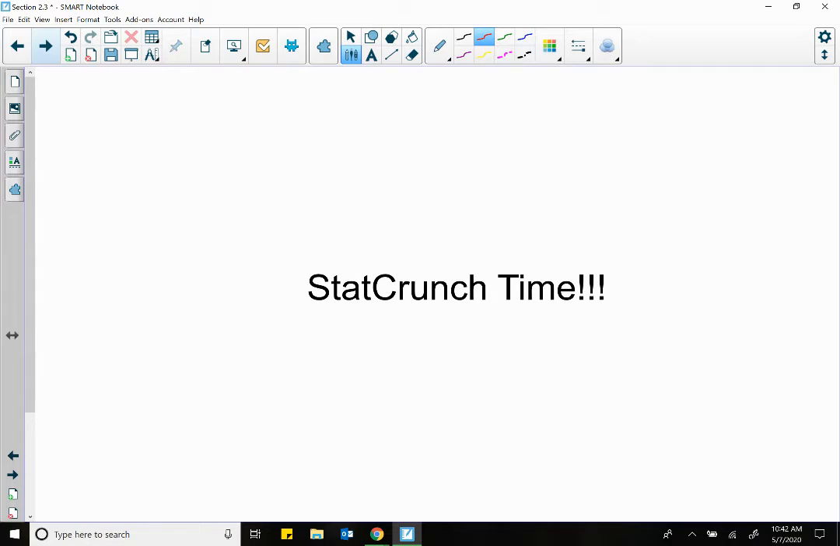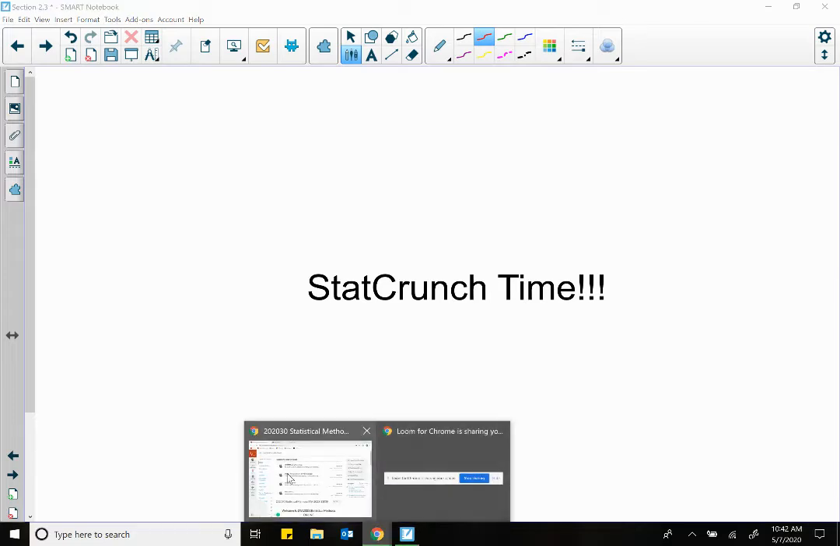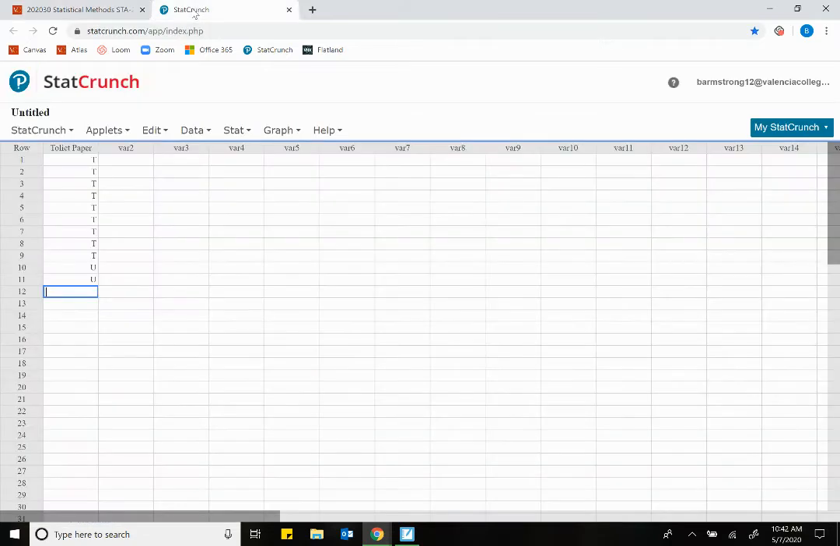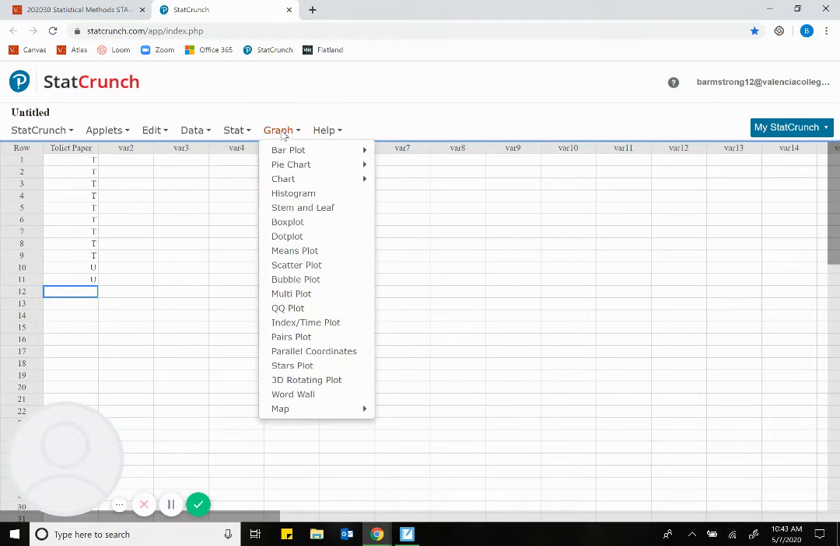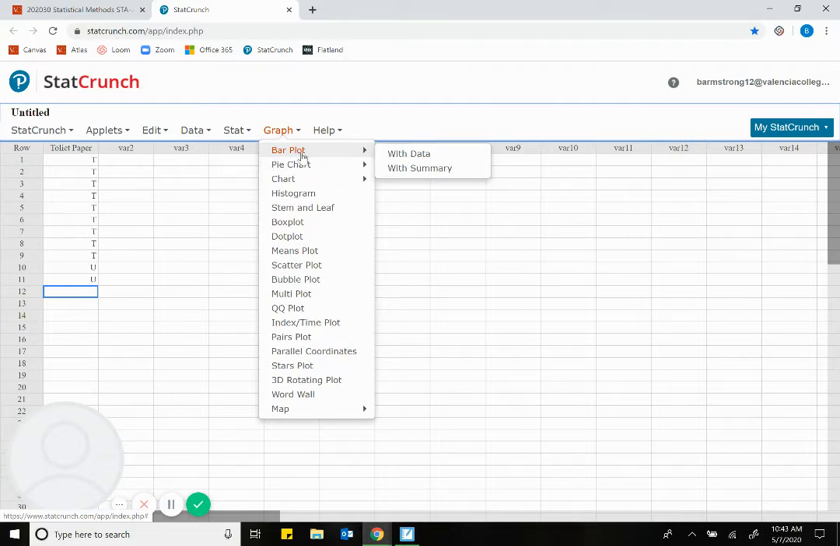Okay, so it's StatCrunch time right now. So I've opened up StatCrunch, and you already know how to put data in. So I went ahead and did that. I took variable 1, I titled it toilet paper, and then I put in my 9 T's and my 2 U's for 11 total. And I can go over here to graph, and we're going to do bar plot. Okay, with data, because that's what we have here. Don't worry about with summary. You want it with data.